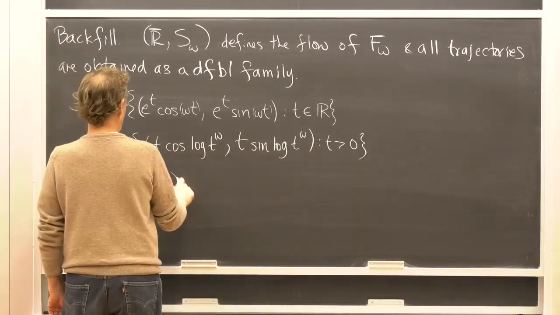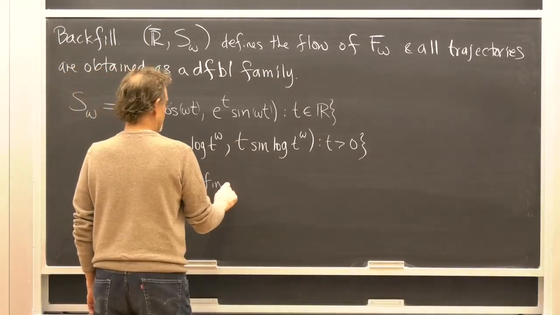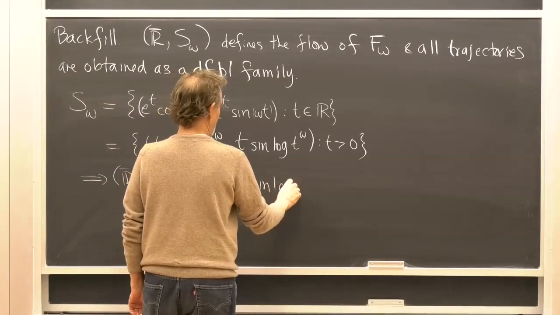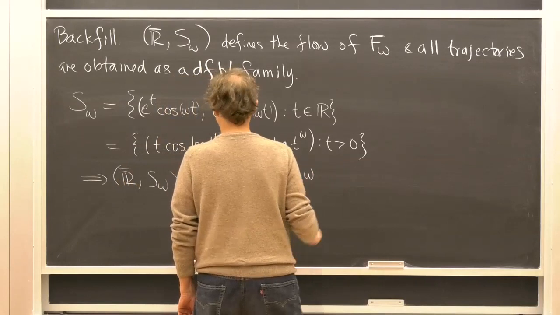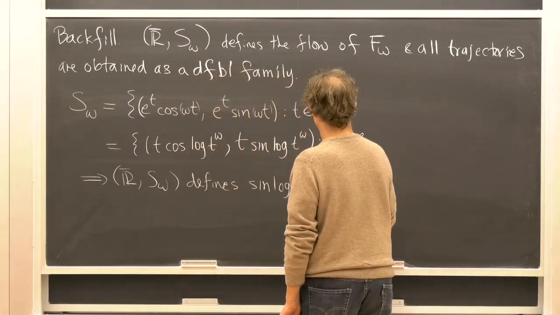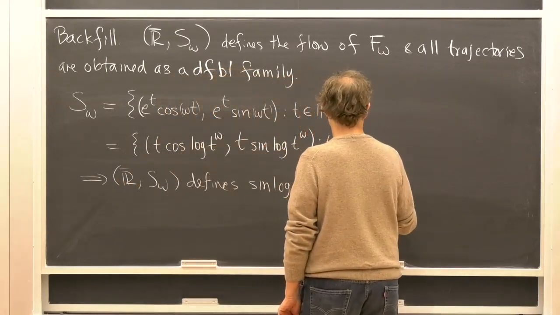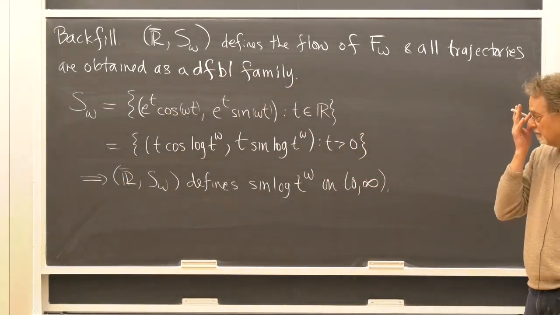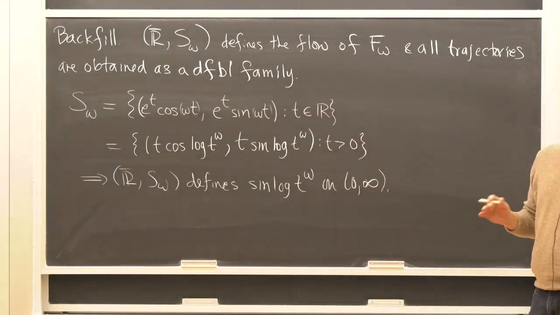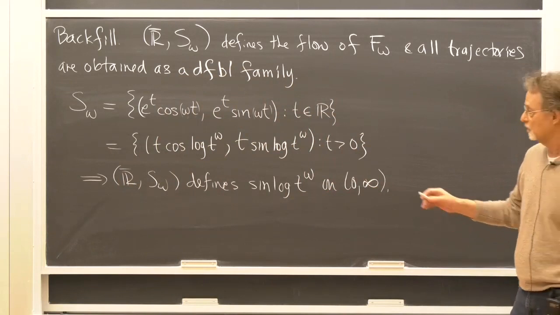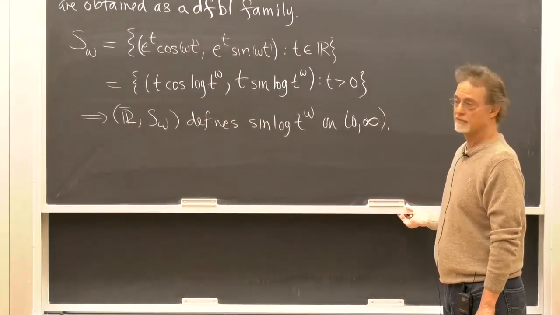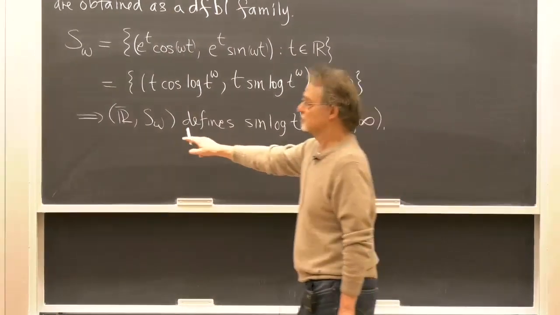Which means that the spiral defines, let's just say, sine of log of t omega on all of here, and of course cosine as well. All right, so now we're not talking about restricted anything. This is full on. That function is now definable in the structure.